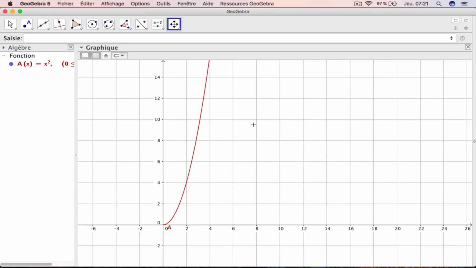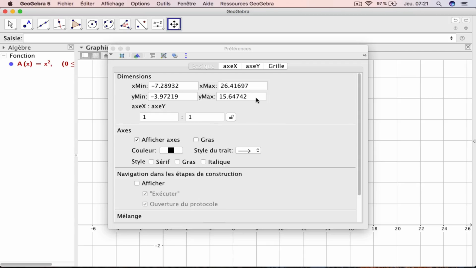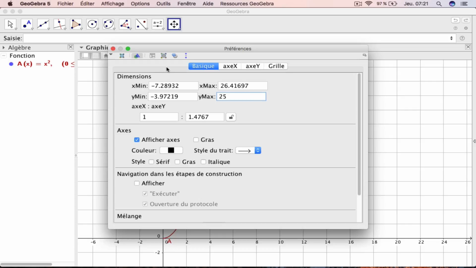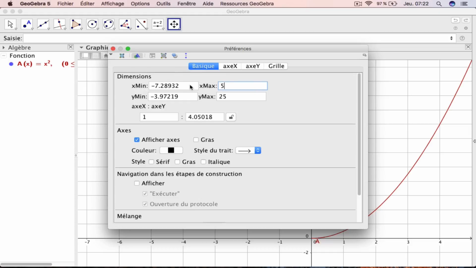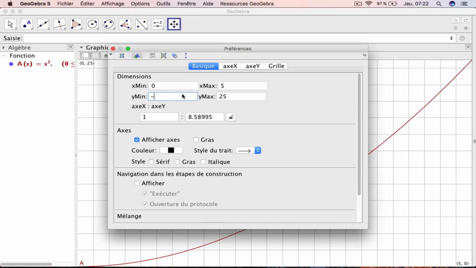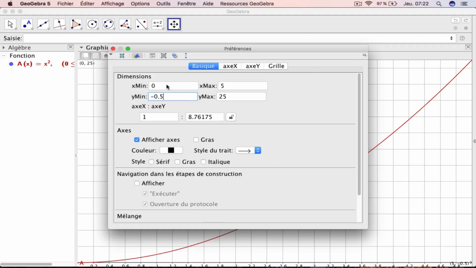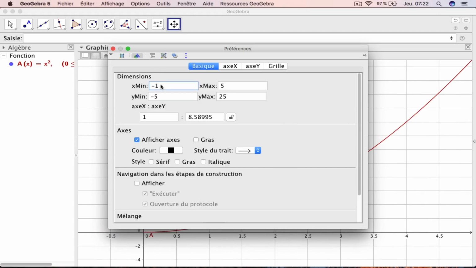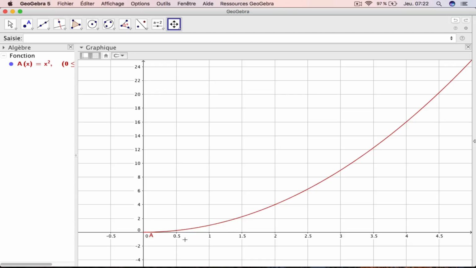Okay, let's change the scale and say we have to go to 25 for y. Okay, and for x only until 5. And let's start at 0 here and at 0 here. Or let's put a margin here like this, and here like this. Okay, so we've got this curve.